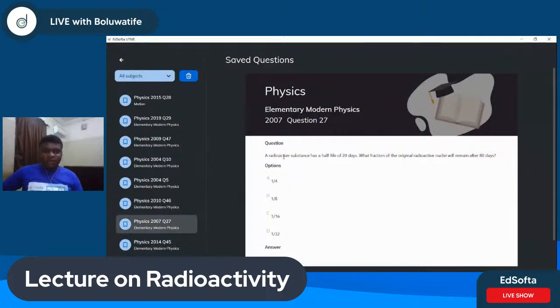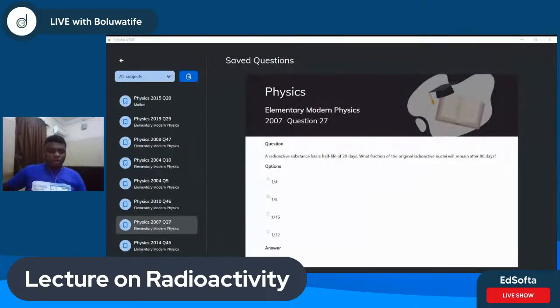Okay, so look at this. A radioactive substance has a half-life of 20 days, right? So what fraction of the original radioactive nuclei will remain after 80 days? Pretty simple, piece of cake. So what do you do?